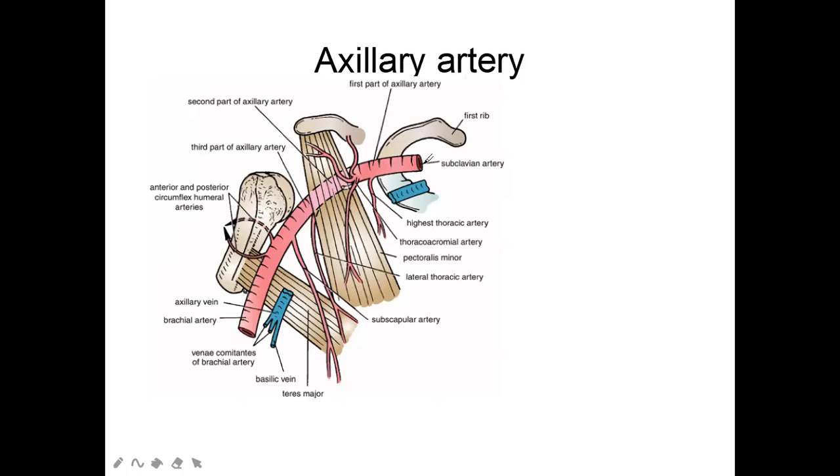The subclavian artery is divided into 3 parts. The first part is from the outer border of the first rib to the place where it disappears underneath the pectoralis minor.